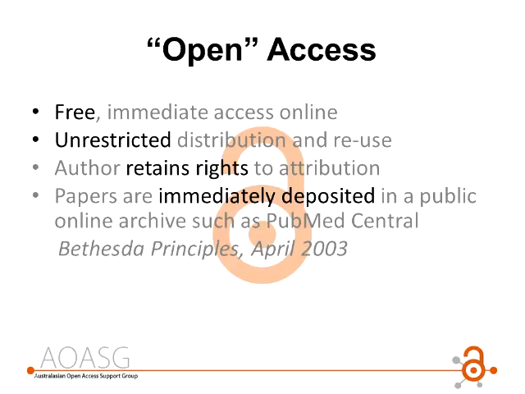That there are unrestricted distribution and reuse rights. That the author retains the rights to attribution. So this is very different from what happens in the subscription publishing model, where the author generally signs over their rights to the publisher. And the papers are immediately deposited in a public online archive such as PubMed Central. And there is quite some discussion about what constitutes a public online archive, and that's particularly important in Australia, where much of the open access is actually mediated through university repositories.